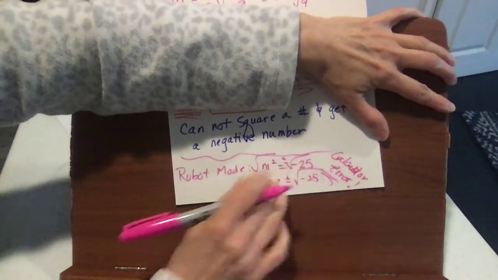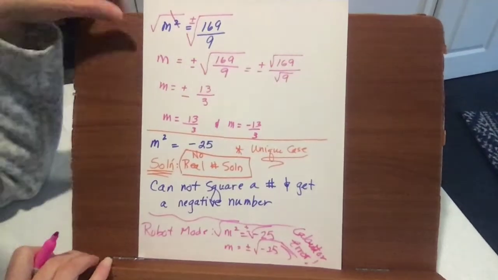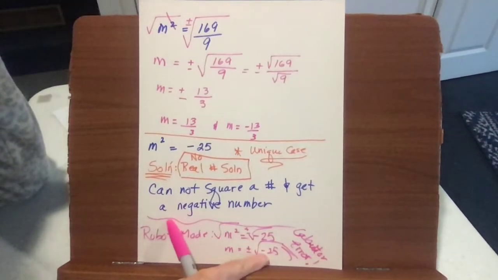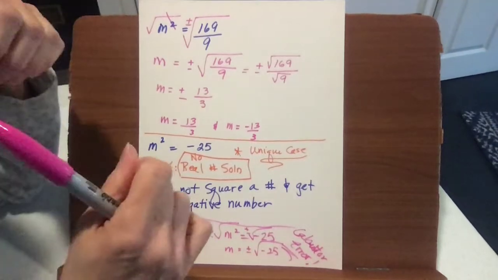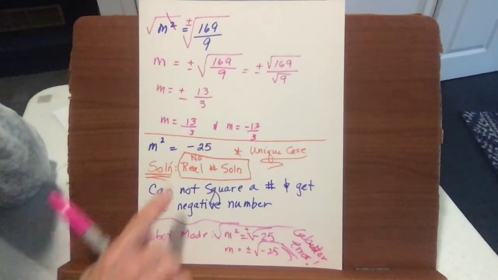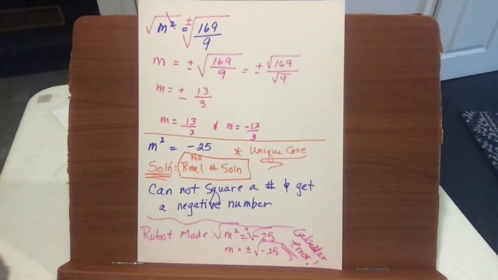Okay, so we're going to have a problem. All right, that tells you that something's wrong, and that what's probably wrong is that you cannot take the square root of a negative number because any number squared is positive. So this would tell you there's a problem. So keep your eyes peeled for that in case you go into robot mode.